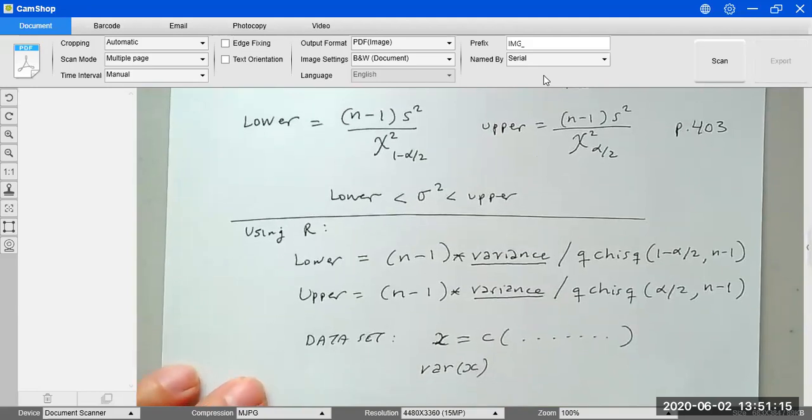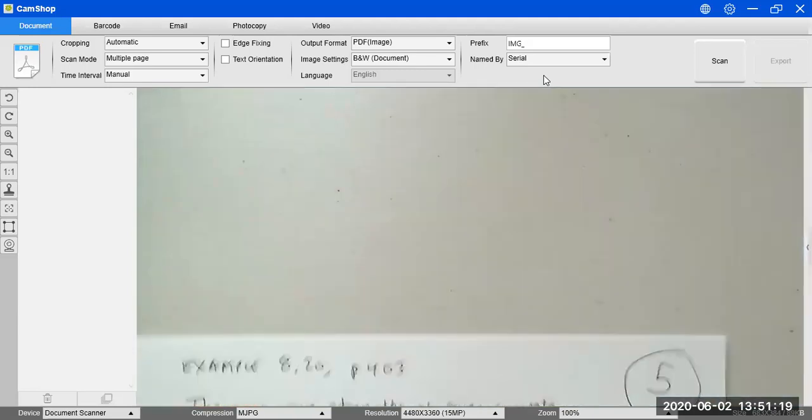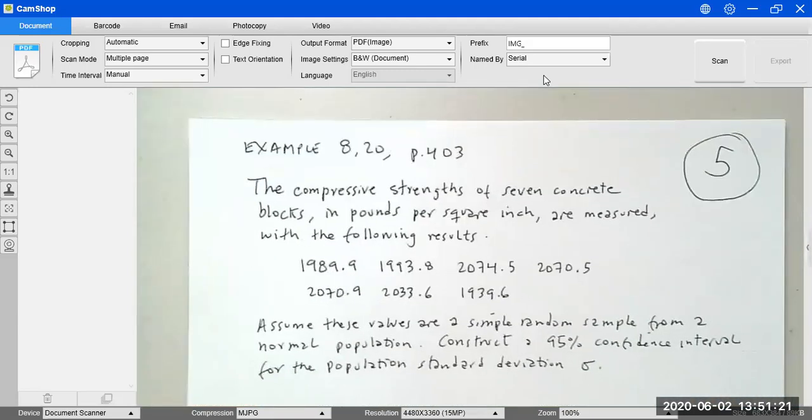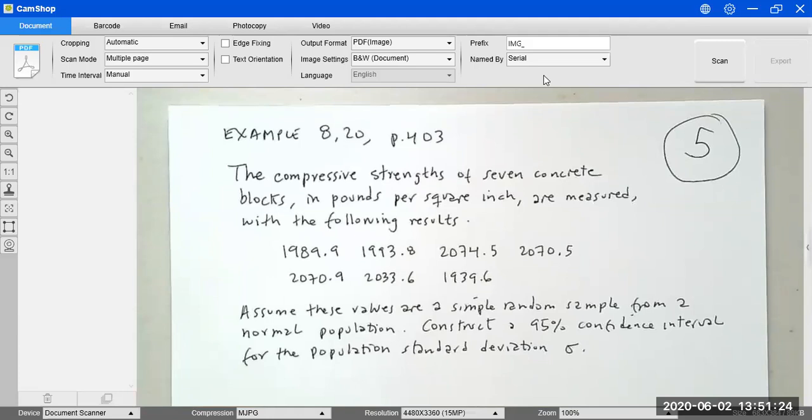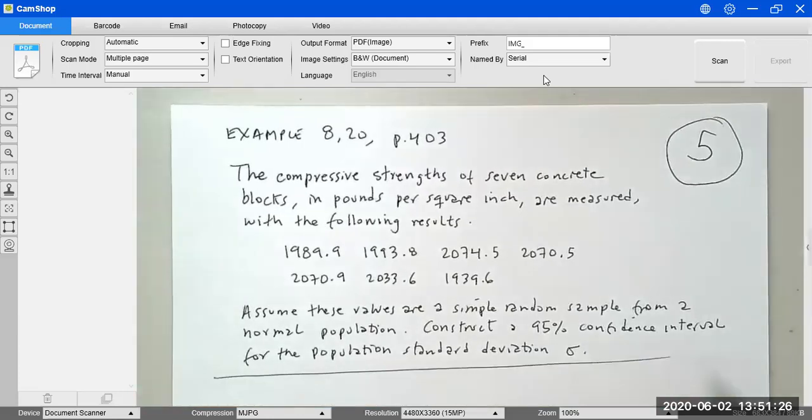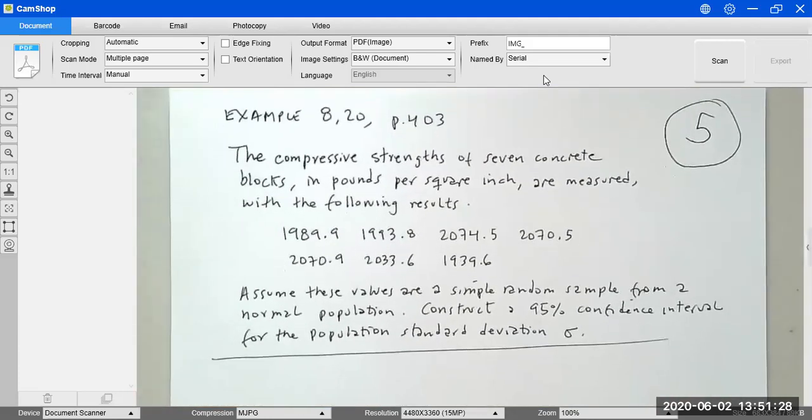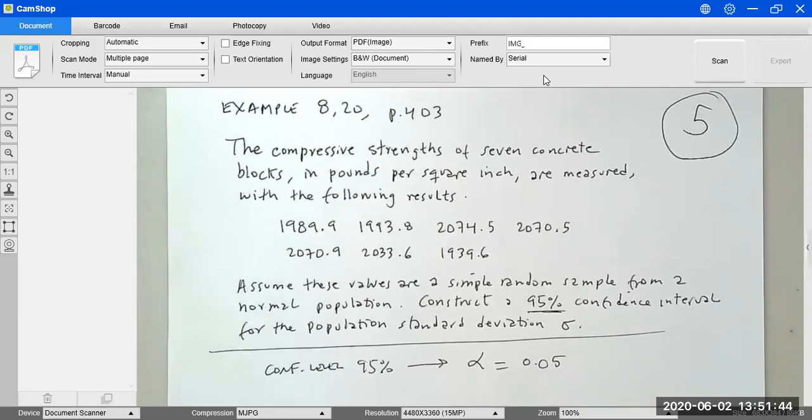So let's work on the example then, the one that I just mentioned, A.20. That example is written here. Again, it's a data set. So first, from the 95% confidence level, we're going to obtain alpha equals 0.05. So it's 1 minus 0.95, which is 0.05.